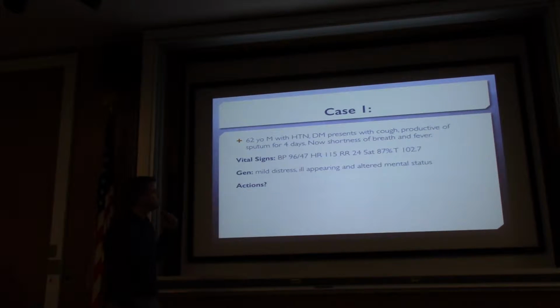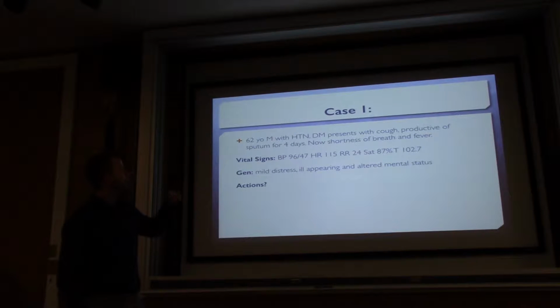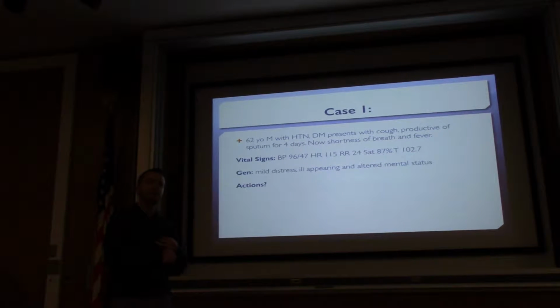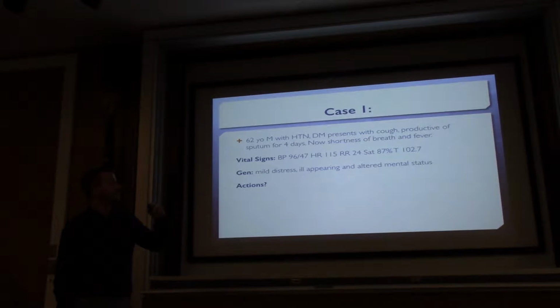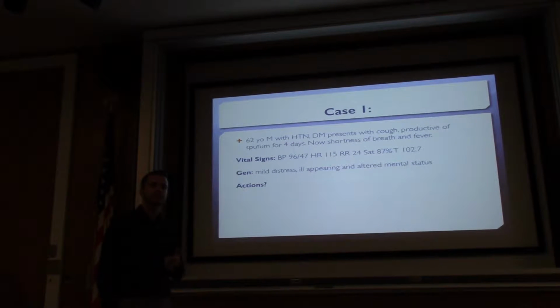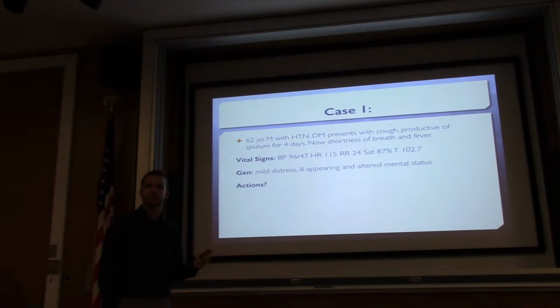So case number 1: a 62-year-old with hypertension, diabetic, as you can see, cough, productive of sputum. Now he's tachycardic, hypotensive, febrile, tachypneic, and meets criteria on multiple standpoints if you want to use SIRS or qSOFA. And what do you want to do for this person? Get him on a monitor. So treatment-wise, you're going to treat them as if they're septic, so early fluids, early antibiotics, source control.